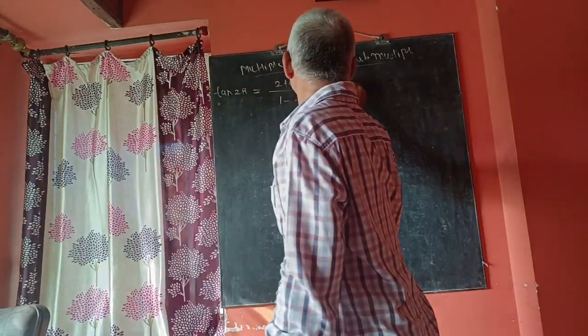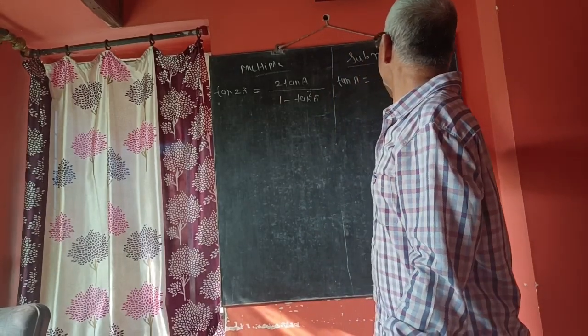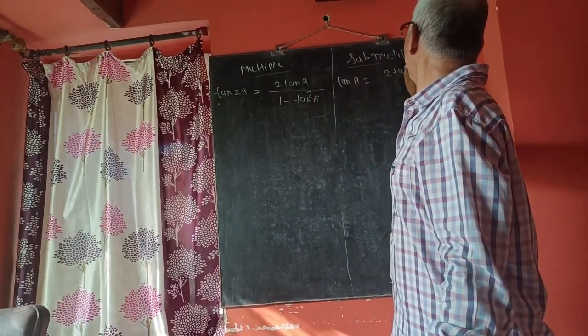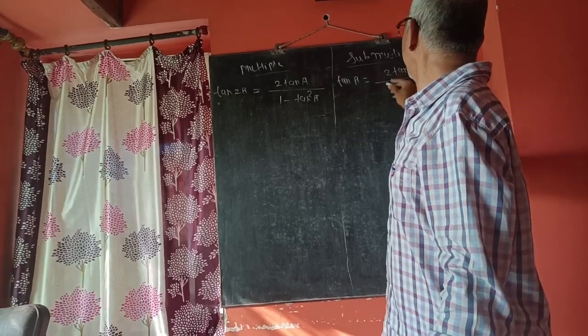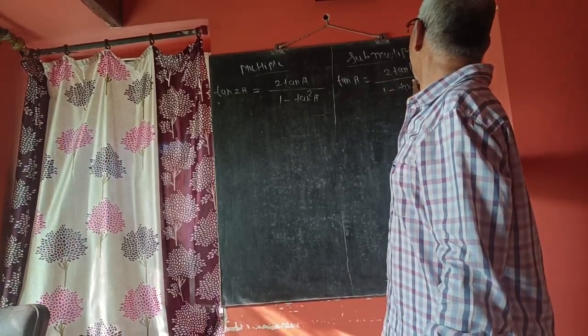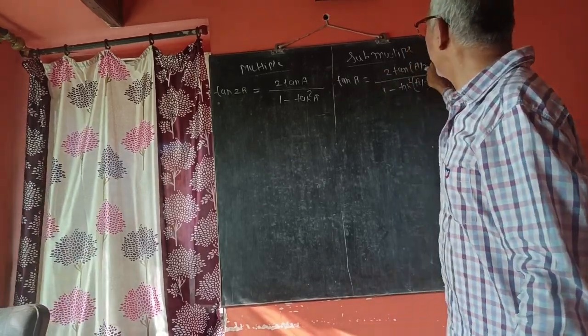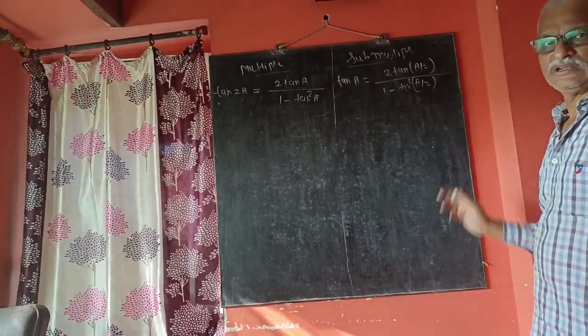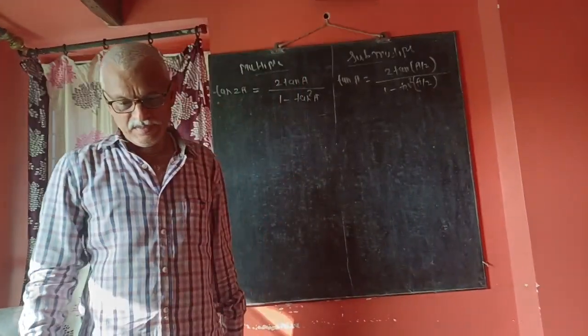The submultiple will be tan A equals 2 tan A by 2 divided by 1 minus tan square A by 2. So this is tan 2A.